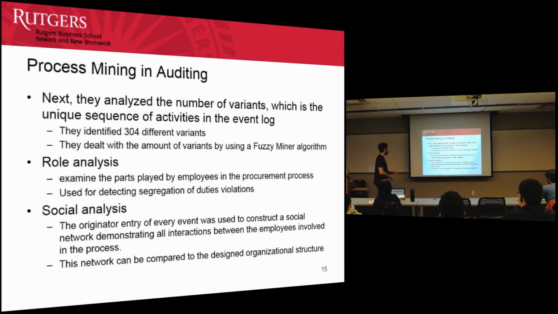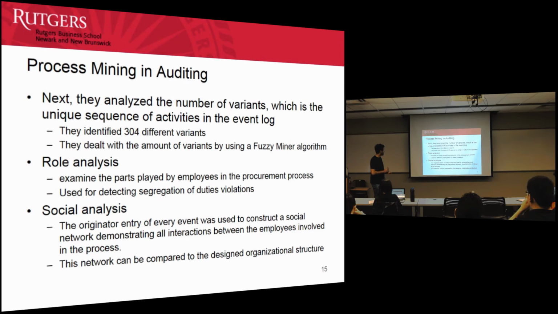They also analyzed the number of variants, which is the unique sequence of activities in the event log. They identified 304 different variants in the process. They had to deal with the amount of variants because they had a very big number. They used the fuzzy miner algorithm to visualize it and make it easier to understand.